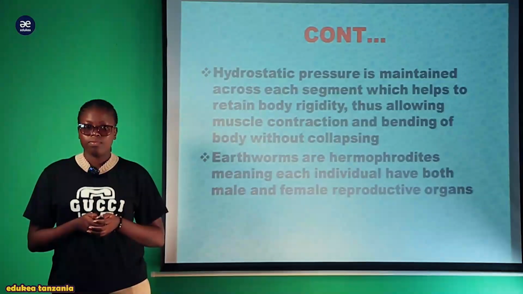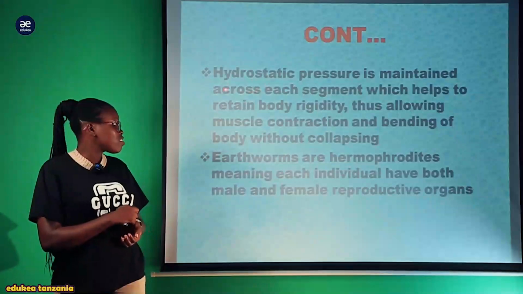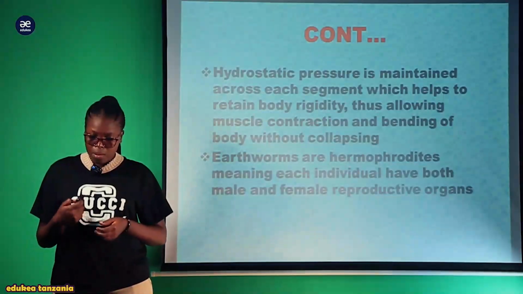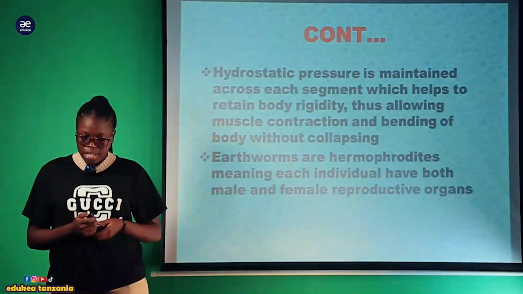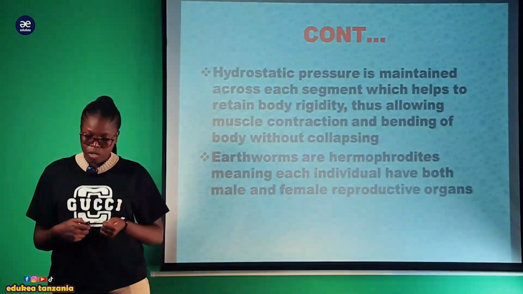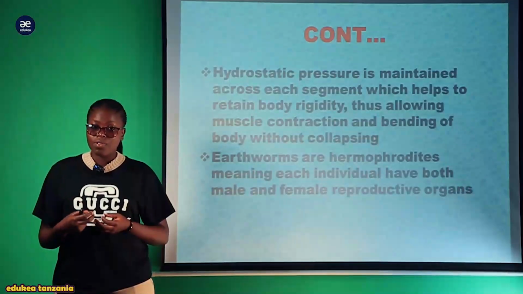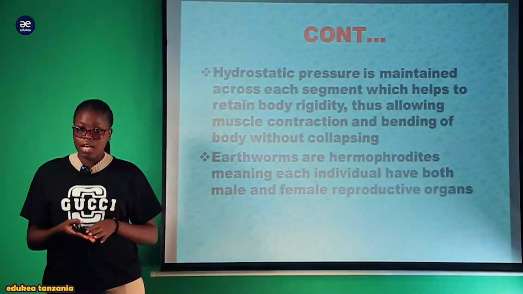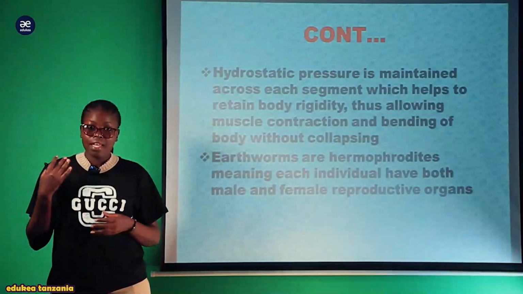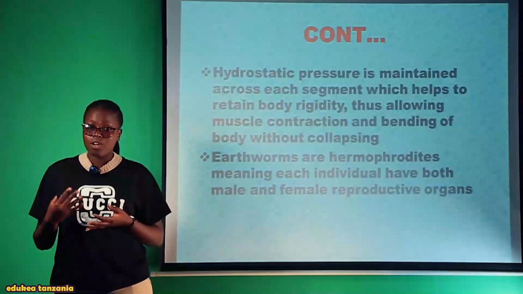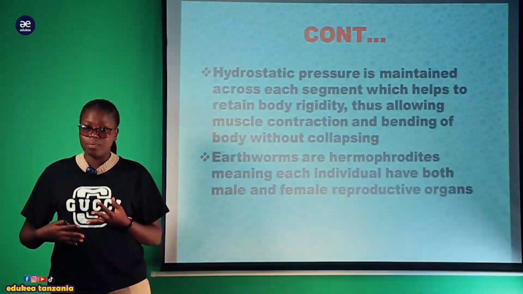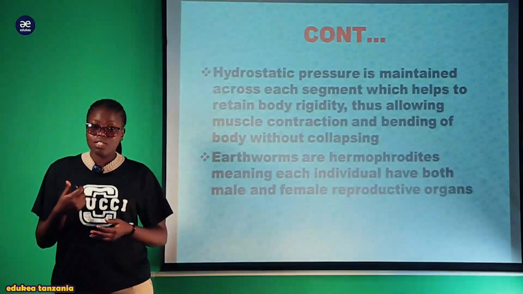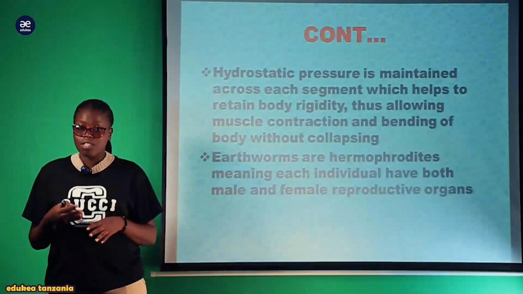In addition, the earthworm has hydrostatic pressure which is maintained across the segments, which helps to retain body rigidity, thus allowing muscle contraction and bending of the body without collapsing. As we know, these members have a hydrostatic skeleton, so the hydrostatic pressure is maintained to ensure that the shape of the organism is maintained. It also allows efficient movement of this organism without collapsing. Likewise, earthworms are hermaphrodites, meaning that they have both male and female sex organs within the same organism.